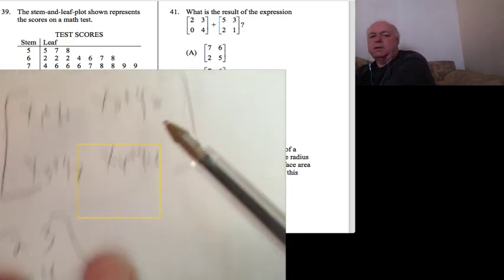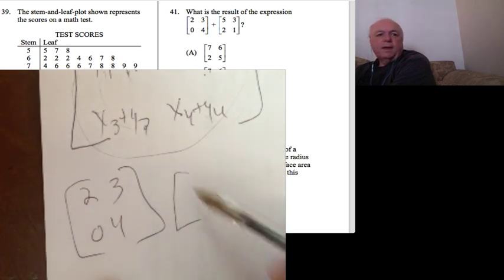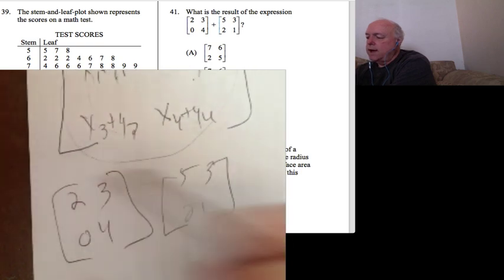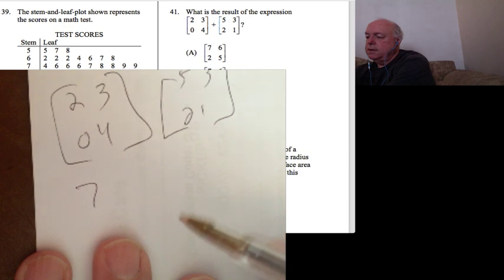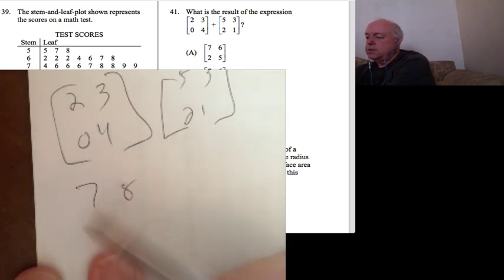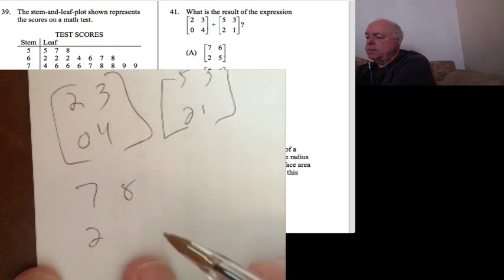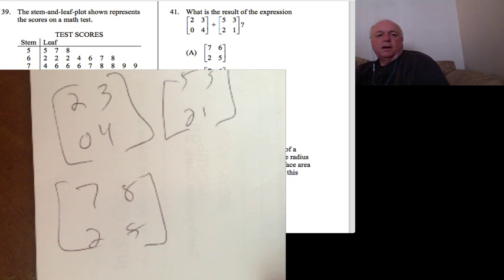matrix representing that. So if we have 2, 3, 0, 4 and 5, 3, 2, 1, we're going to do 5 plus 2, get 7, 3 plus 5, get 8, 0 plus 2, get 2, and 4 plus 1 to get 5. So if I did my simple math right, we should be getting, is that A? Actually, it turns out to be A, I think.